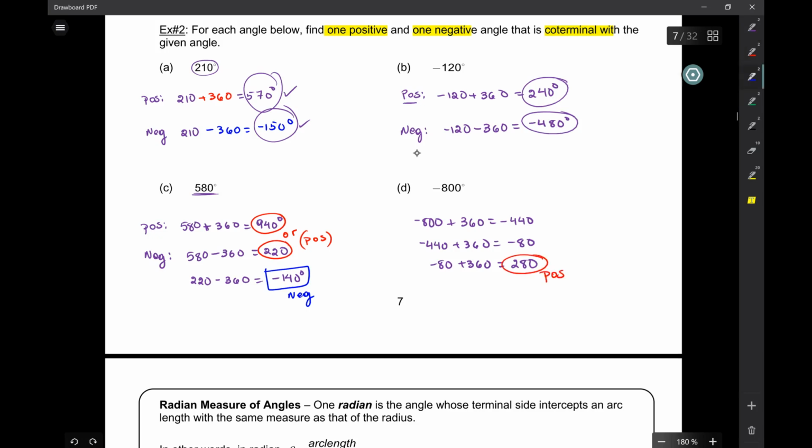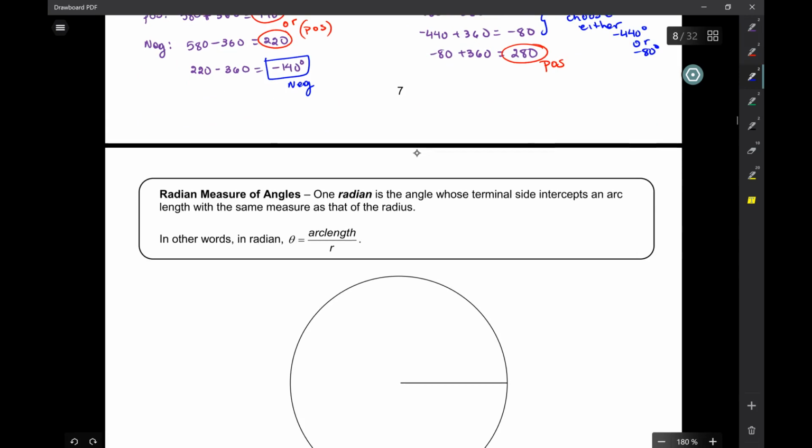And for the negative one, I can choose either of these. Okay, so that's a much more efficient way of doing it. You just do one operation, we only added 360, and on the way, we were able to come across both a positive and a negative. Isn't that cool? It really is.